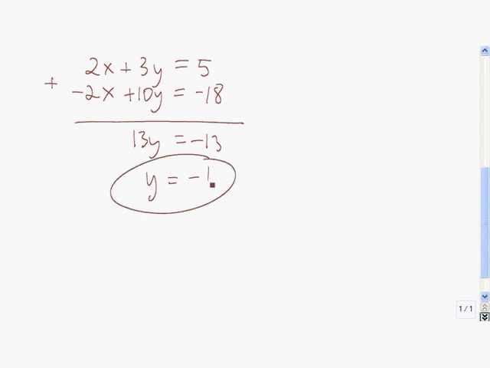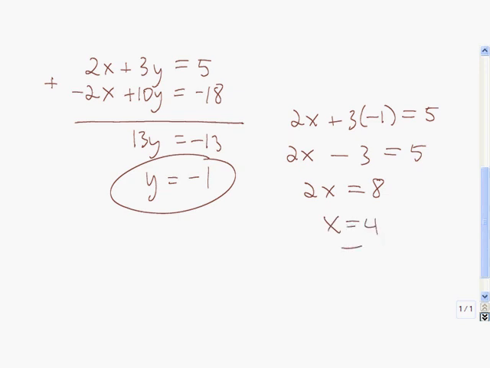Next, we're going to plug this value of negative 1 into the first equation to solve for x. So we get 2x plus 3 times negative 1 equals 5. 2x minus 3 equals 5. Add 3 to both sides to get 2x equals 8. Finally, we divide both sides by 2, and we get x equals 4. So the solution to this linear system is x equals 4 and y equals negative 1.